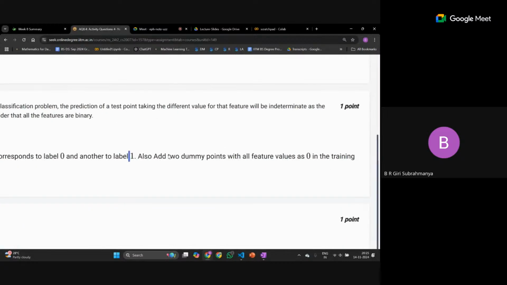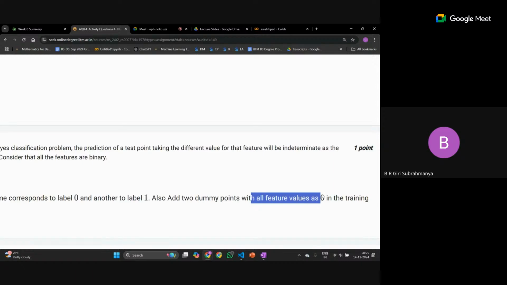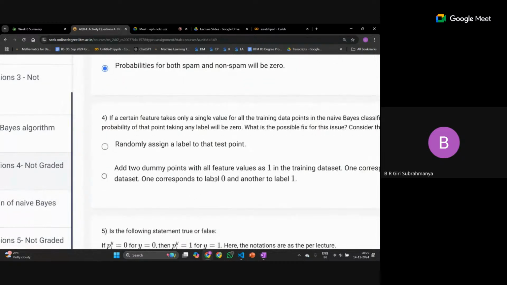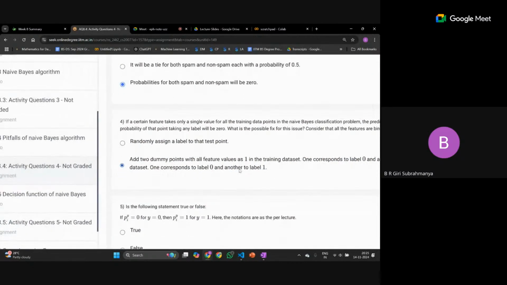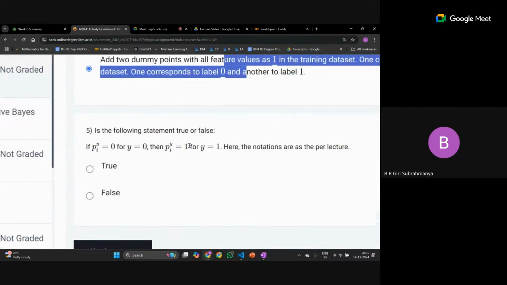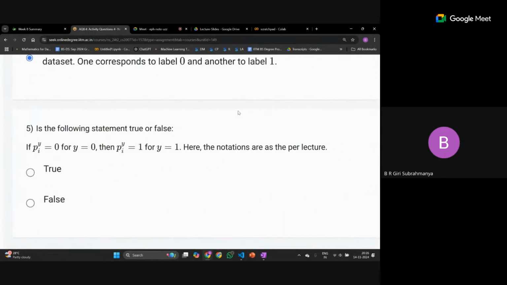Now, what you should also do is add 2 dummy points with features being zeros in the training dataset. With all features being zeros, that is also one more, one corresponding to label 0 and label 1. This is something which we discussed. But you should know why the first one is not correct, because you will generally get a huge test error.